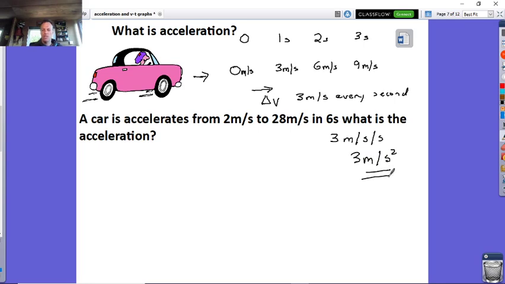And that's where this weird unit comes from. In other words, her speed is going up by 3 meters per second every single second. If it's going to be 6 meters per second squared, it will go 0, 6, 12, 18.